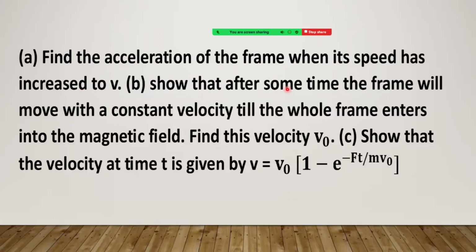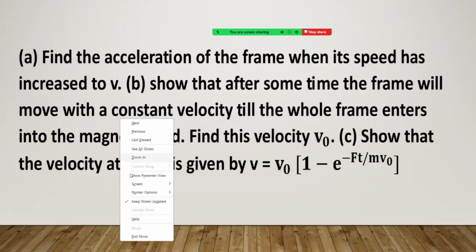Show that after some time, the frame will move with a constant velocity till the whole frame enters into the magnetic field. Find this velocity v0. Show that the velocity at time t is given by the expression shown. This is what we have to show, right? Let us see how to start.